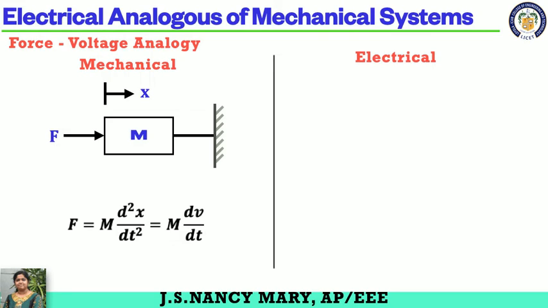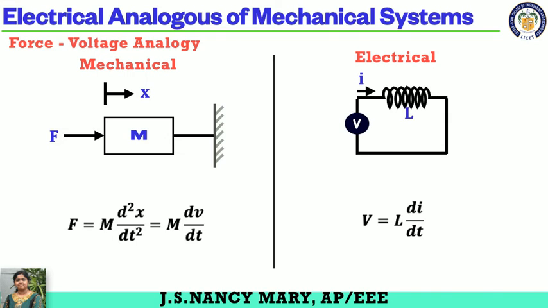Instead of force, I have to write voltage. Instead of velocity, I have to write the current. So instead of force, I have written V. Instead of velocity, I have written I. So V is equal to di by dt. So the element corresponding will be the inductance. So V is equal to L into di by dt. So in this analogy, the mass is similar to the inductance. The equivalent element of the mass in electrical analogous will be the inductance.